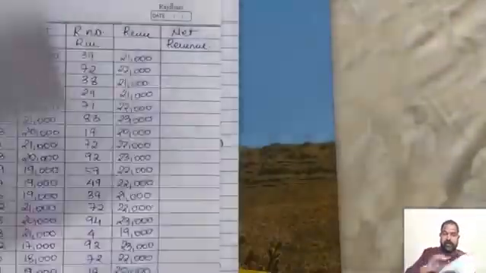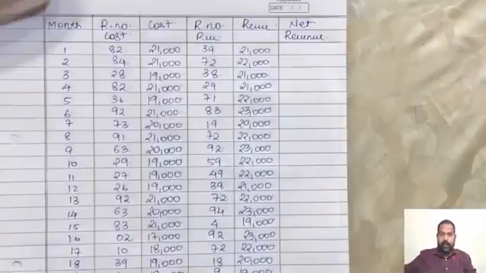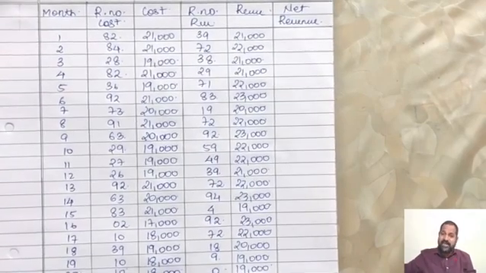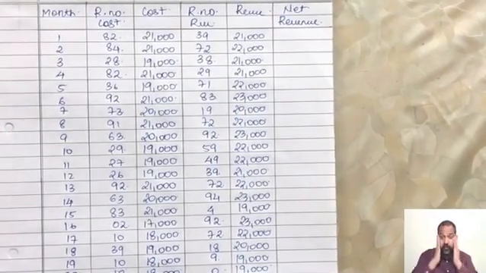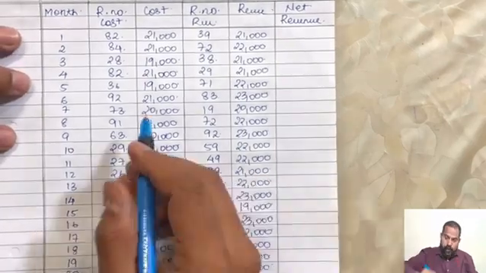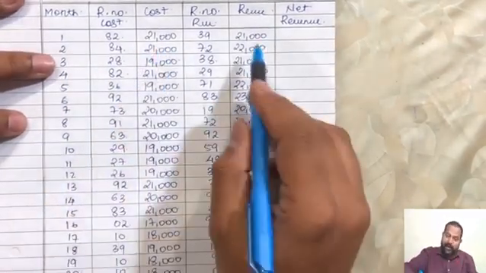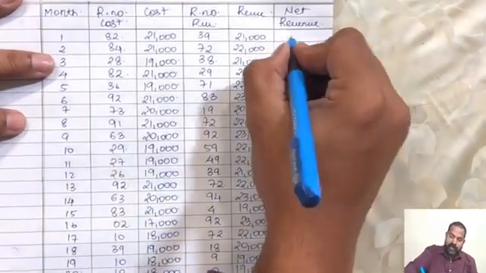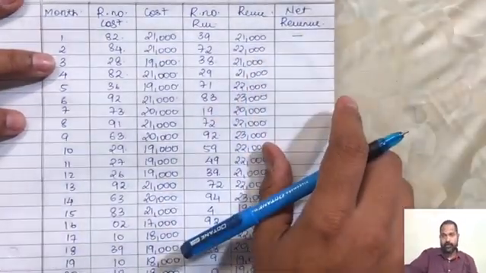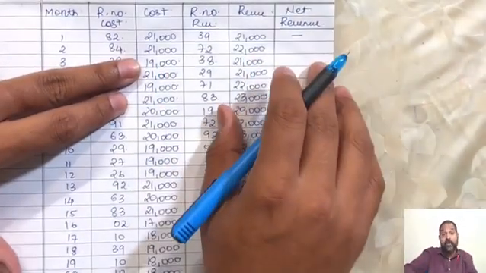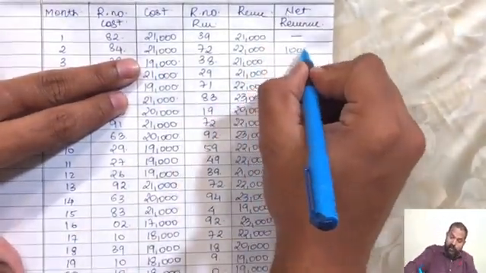This is my predicted revenue and my predicted cost. Let's start calculating what my net revenue will be. I have spent 21,000 rupees and had a revenue of 21,000 rupees. Can I say neither profit nor loss? Costs are 21 and revenue is 22. Fantastic. Can I say it's a 1,000 rupee profit?